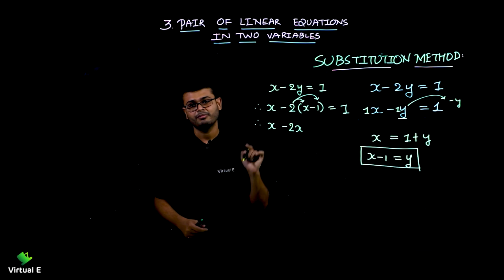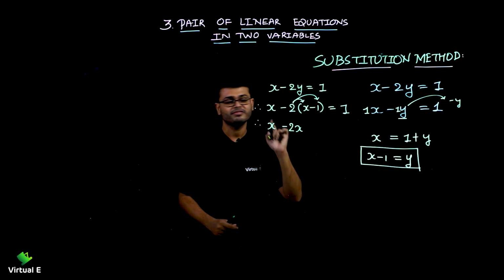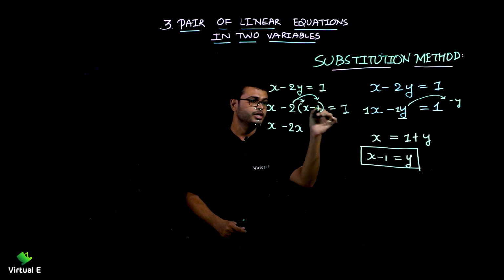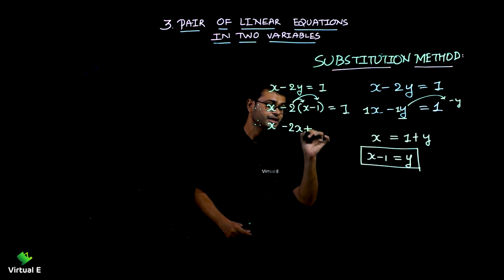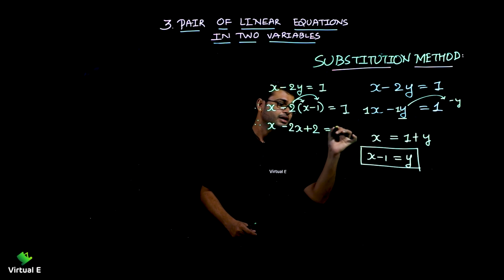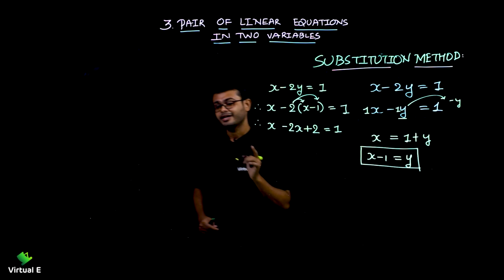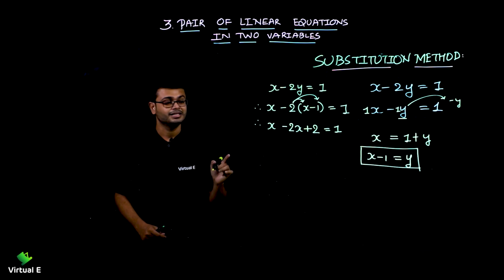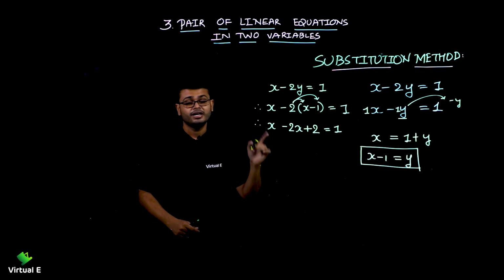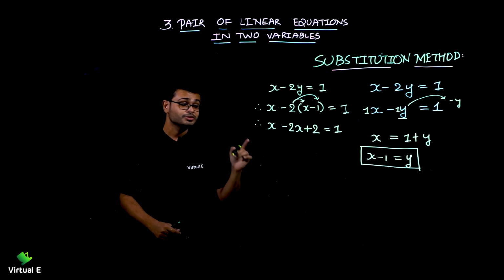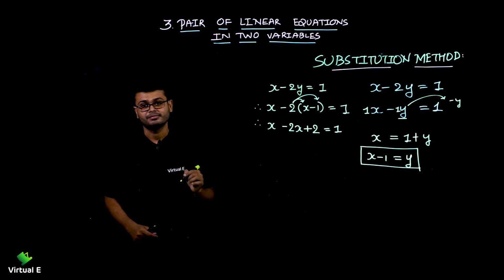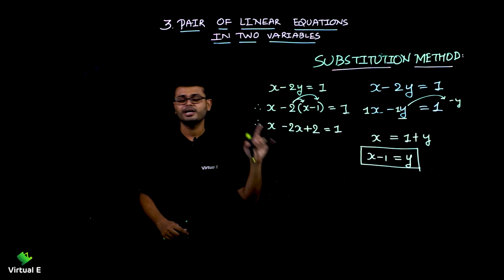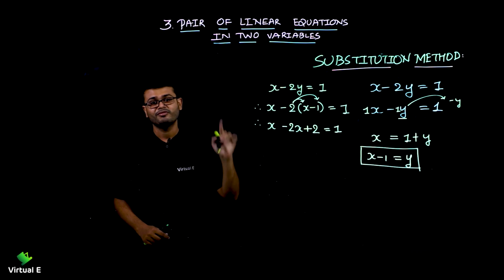Minus 2 into minus 1. Remember, this is a very tricky part. You need to remember the rules of integers. Two negatives make one positive. So minus 2 into minus 1, that will make plus 2, and 1 as it is. Now again, this is the beauty of this method. You get a linear equation in one variable to solve. We started with two variables, but right now we are having only a linear equation in one variable.